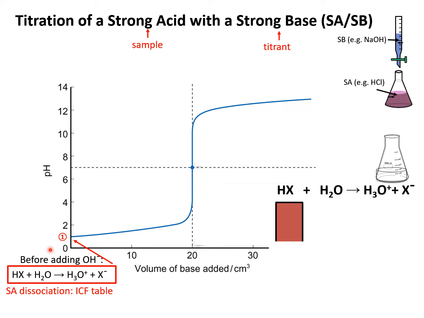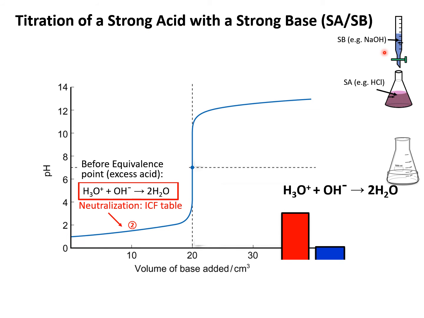Here we have an example of a titration curve for a strong acid, strong base reaction. We can see here that at the beginning of our titration, before we've added any hydroxide, we only have our strong acid present. And so this strong acid will dissociate completely, producing H3O+. As a consequence, at the beginning of the titration, the pH starts off very low.